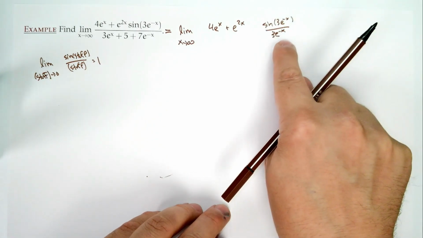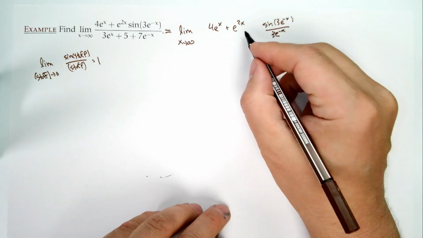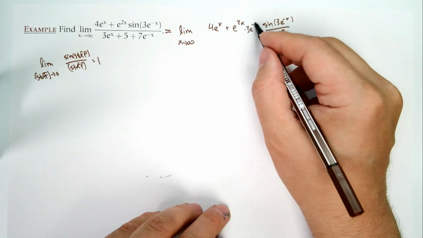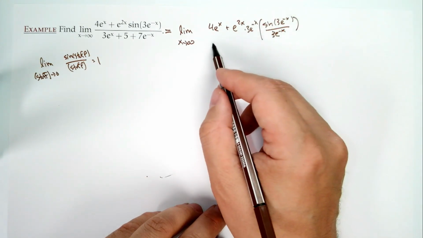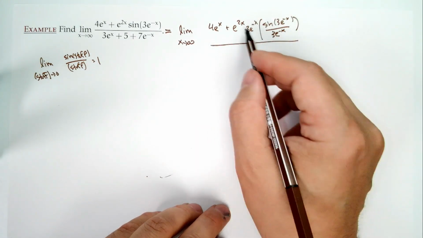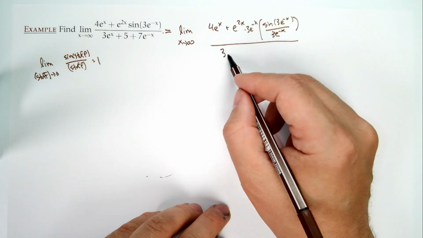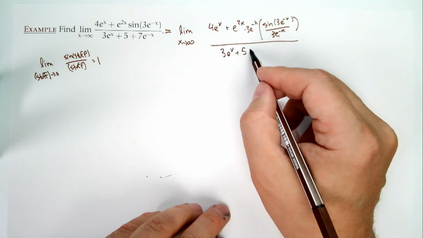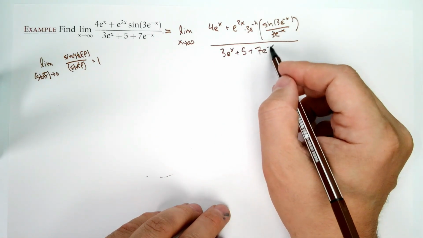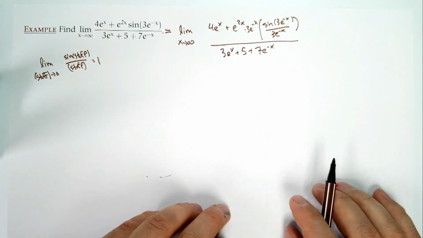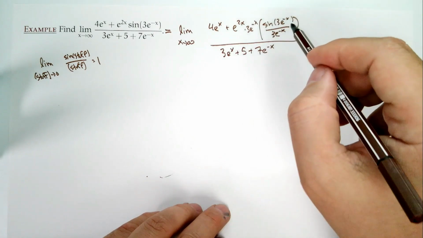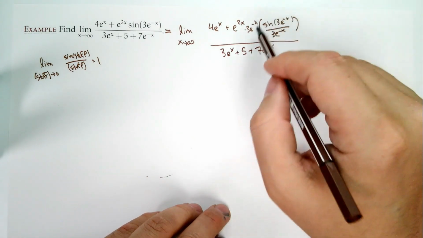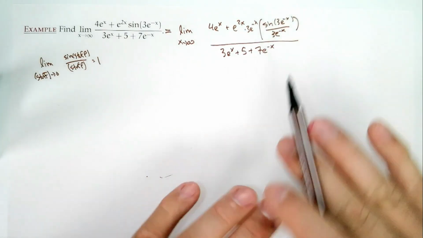Now, if I put 3e to the negative x here, I should also put it upstairs, 3e to the negative x. And, all right, so that hasn't changed anything there. I've just multiplied by 1. Then we have 3e to the x plus 5 plus 7e to the negative x. Now, we clean up just a little bit more. Well, let's actually start to think what's happening. Now we have that sine stuff over stuff. That goes to 1. Life is good.